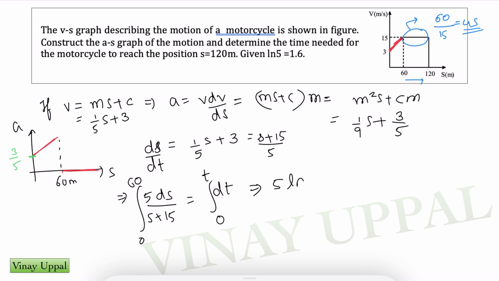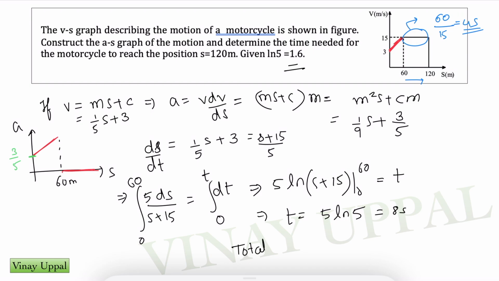So I'll have 5 ln of (s + 15). Just apply the limits 0 to 60. So you'll get the time as 5 ln 5. So that will be 8 seconds because ln 5 is 1.6, plus the time from 60 to 120, which we found out as 4 seconds. So the total time would be 12 seconds. So that will be your answer. So I hope you've understood how we solved a question that combined graph as well as calculus.